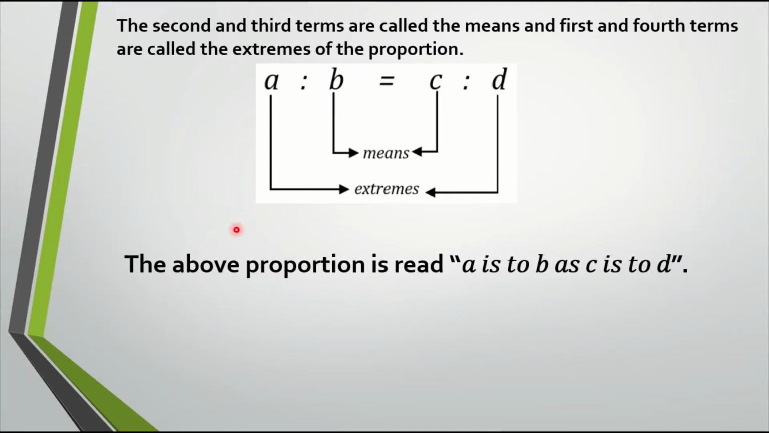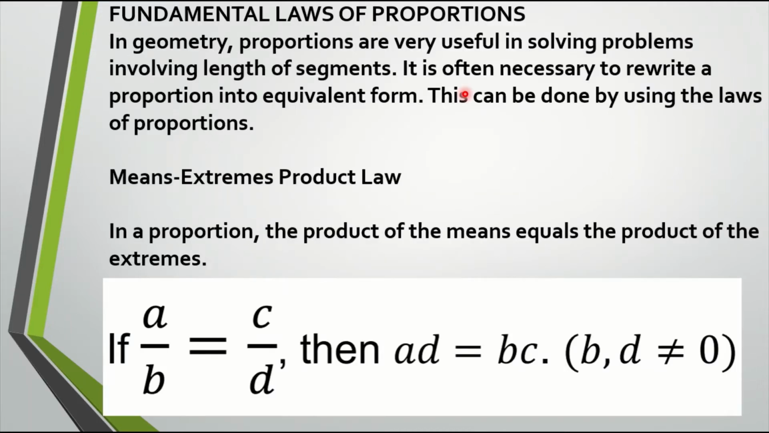How do we read this one? The above proportion is read as A is to B as C is to D. That is how we read it, not A colon B equals C colon D. That is incorrect.